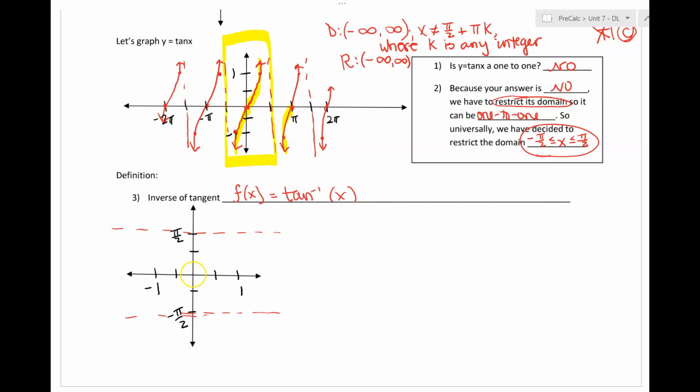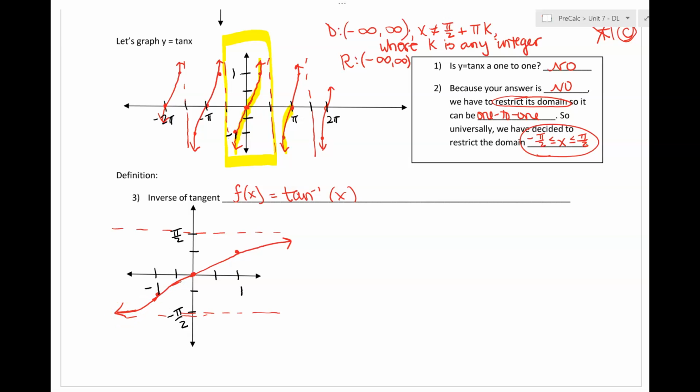At 0, tangent is 0. At pi over 4, tangent is 1. So I'm going to go to 1, pi over 4. And then at negative pi over 4, it's negative 1. So negative 1, negative pi over 4. And I know that I'm going to get close to my asymptote. The function's going to curve, and then I'm going to get close to that asymptote as well. It's a little bit ugly. That's a little bit better. And now I just made it totally worse. Excellent.